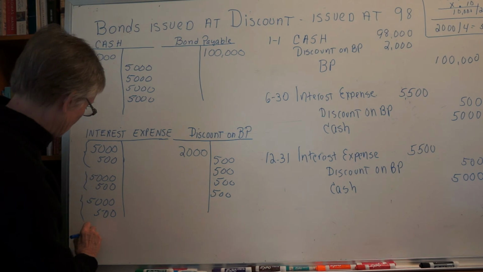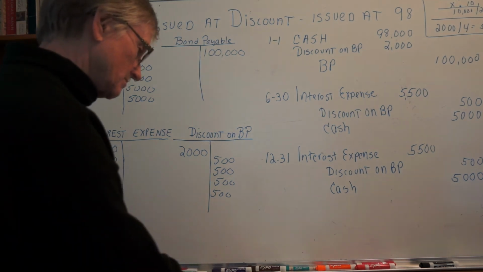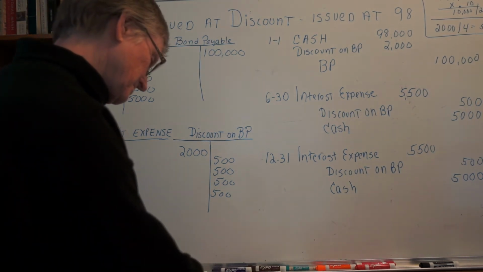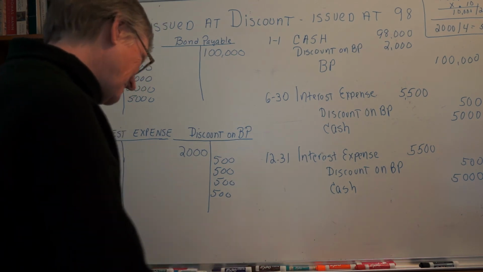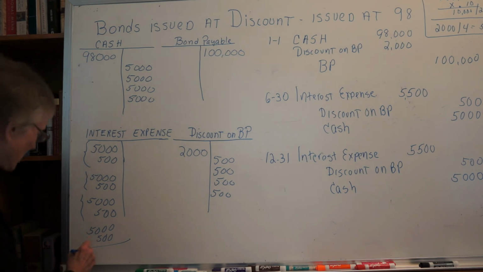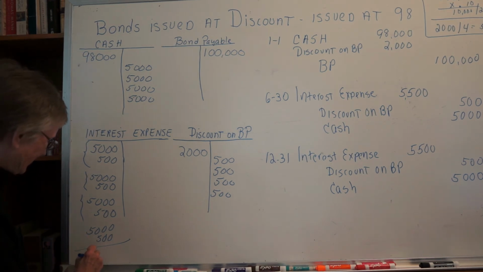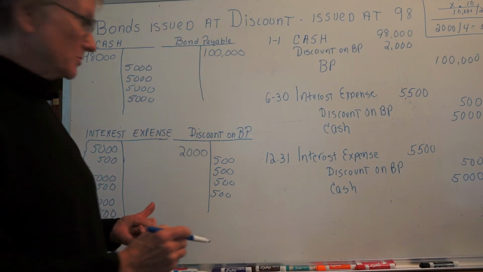Okay, so we've got the 5,000 and the 500. And if you add all of this up, you've got 22,000 is the interest expense. Remember, on the one at face value, it was only 20,000.